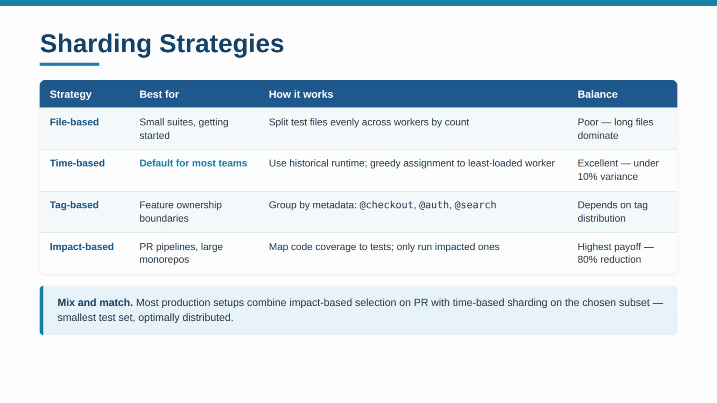Impact-based sharding is the highest payoff strategy for pull request pipelines. Map code coverage to tests, identify which tests can be affected by a given change, and only run those. On an average pull request, this produces an 80% reduction in test count. In production, these strategies are combined. Most mature teams use impact-based selection on pull requests to shrink the test set, then time-based sharding to distribute that smaller set optimally across workers.